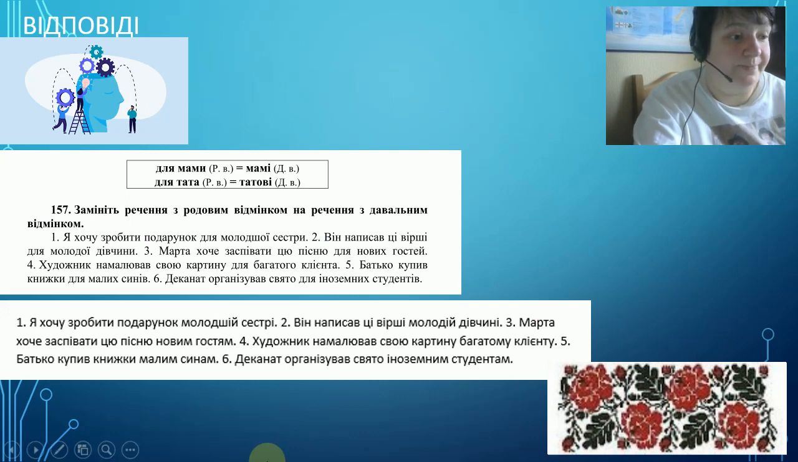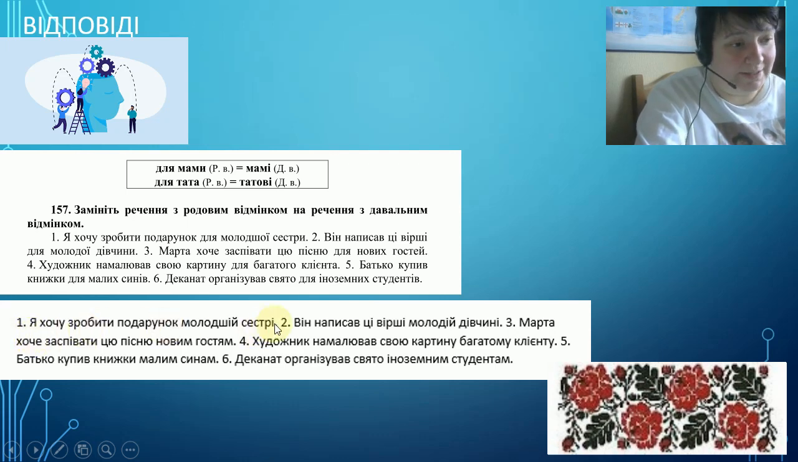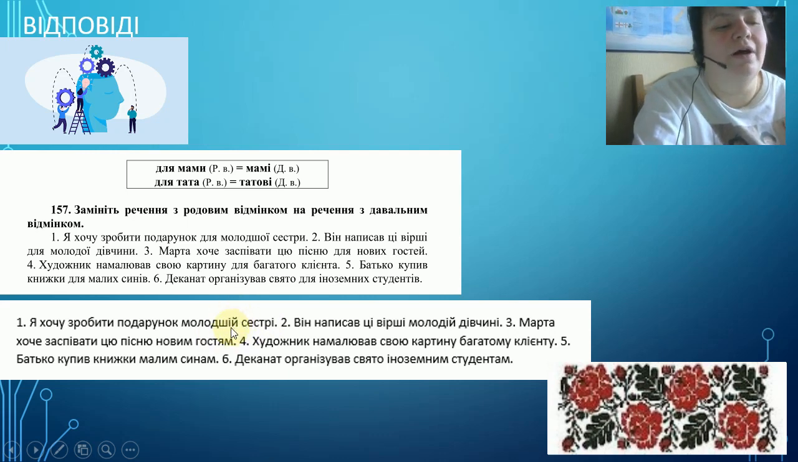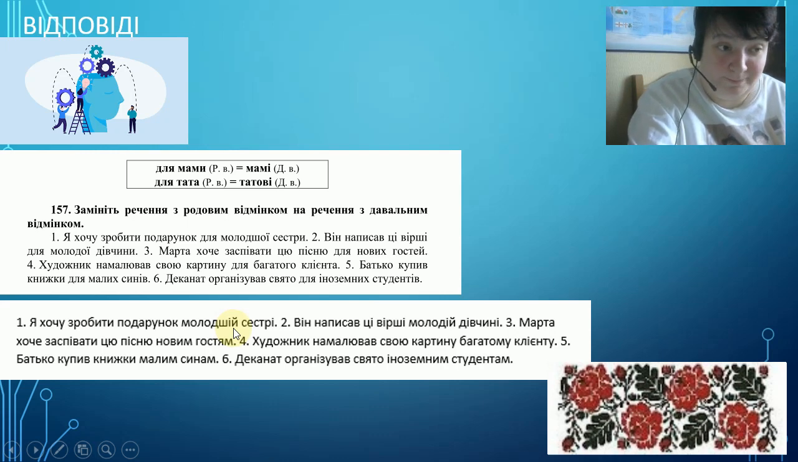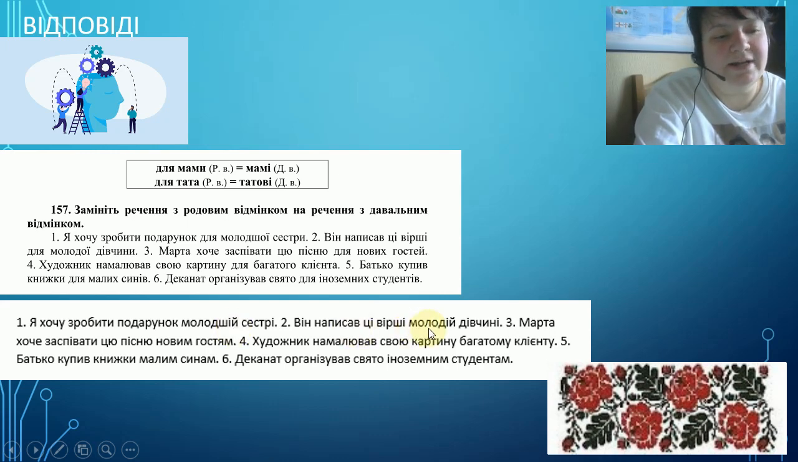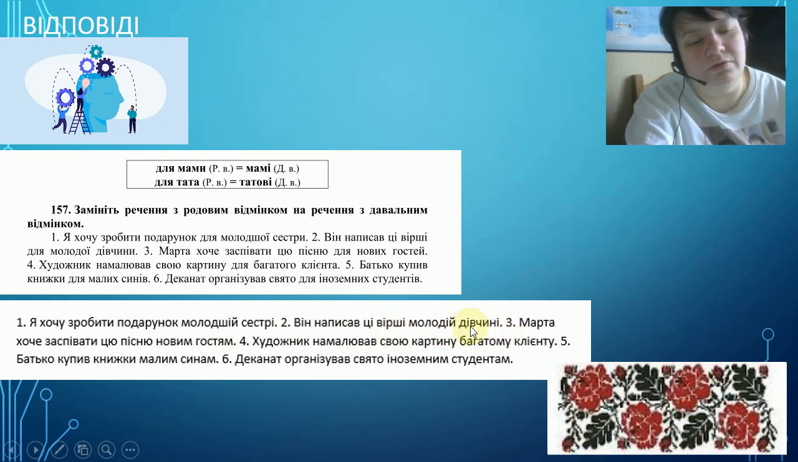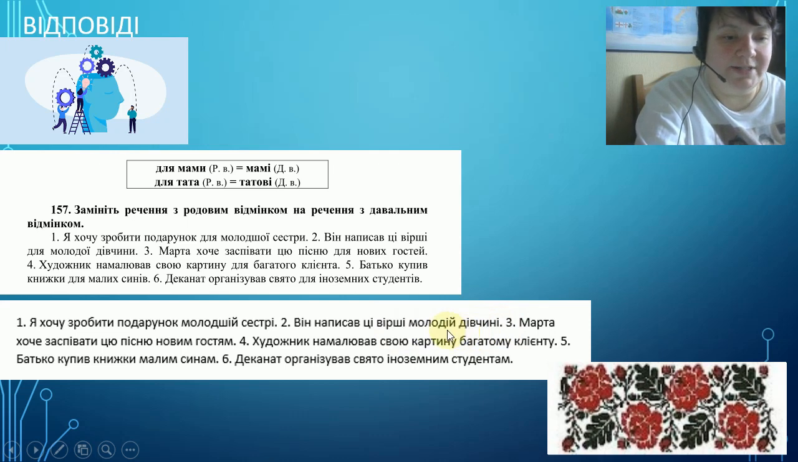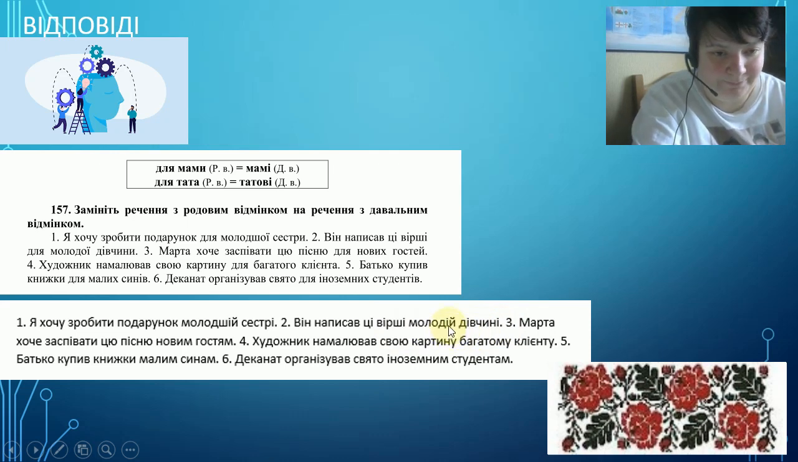Відповіді. Answers. So, let's look through the answers. Я хочу зробити подарунок молодшій сестрі. I want to give a present to my younger sister. Not for my younger sister, but to my younger sister. So, we have the ending -ій here because it's grammatical feminine. Він написав ці вірші молодій дівчині. He wrote these poems to a young girl. Again, grammatical feminine, ending -ій.